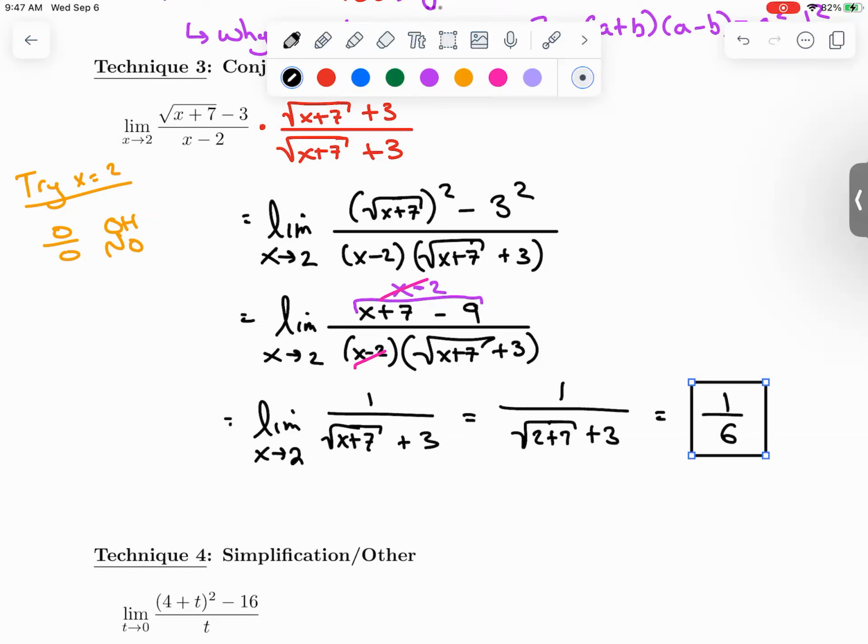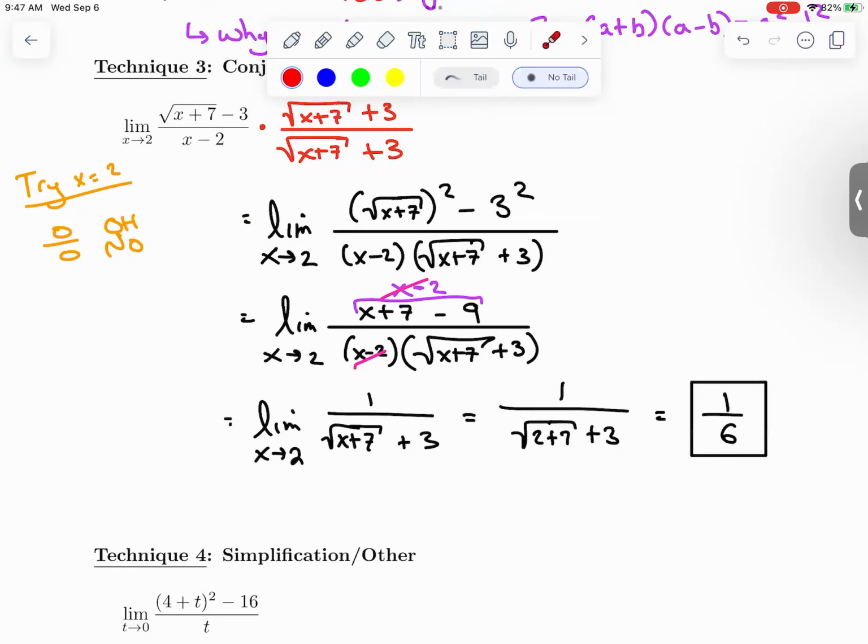Done deal. Though if you want to go straight from here, people watching the recording, if you want to go straight from here to here, you're more than welcome to do so. That is okay with me. Any questions on that?